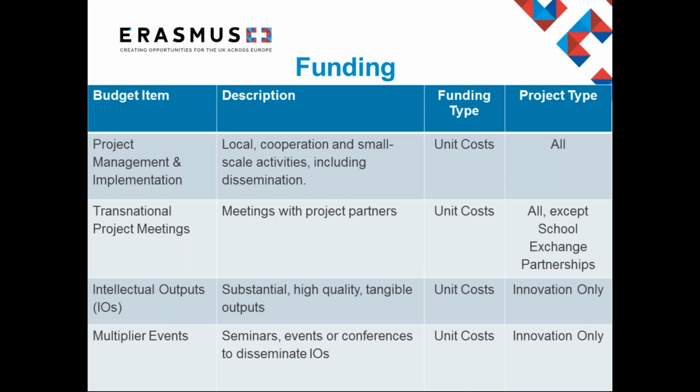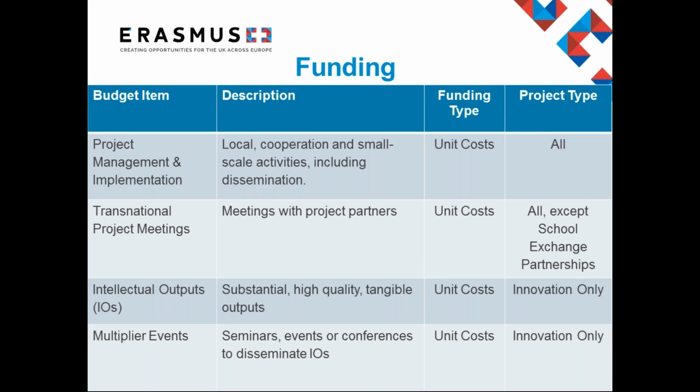We are now going to look at budget categories that apply to the different Key Action 2 types of projects. It is important to note that the grant is a contribution to the cost of delivering the project, and it may not cover all costs. The first budget category that you can see is project management and implementation. All projects will request this type of funding as it is pre-populated by the form. This budget is a lump sum grant to support the cost of managing or being involved in the project, as well as smaller scale activities such as small dissemination costs.